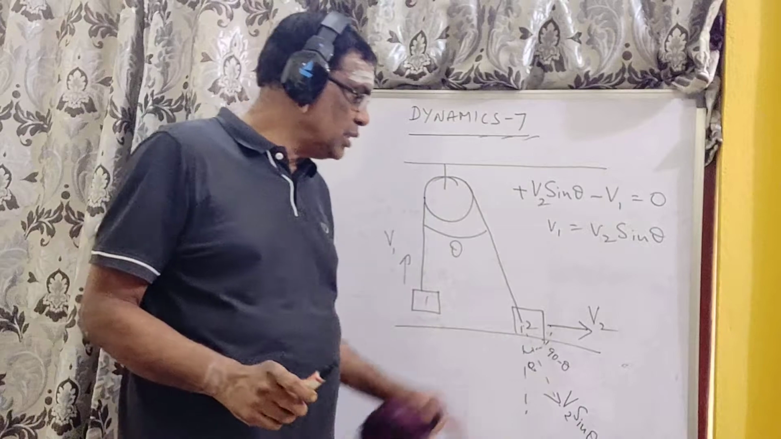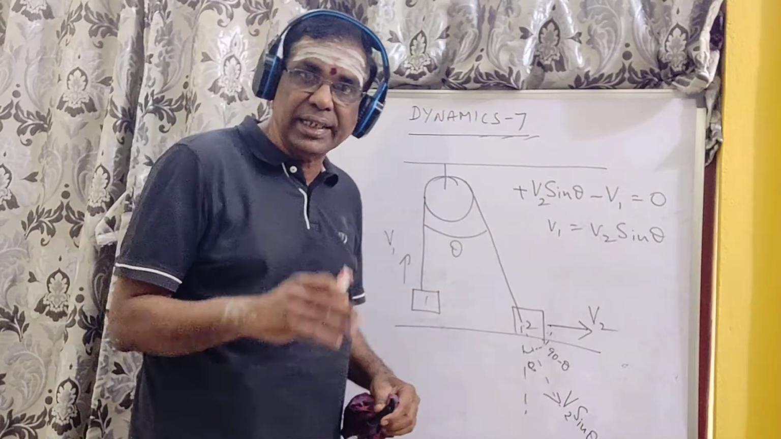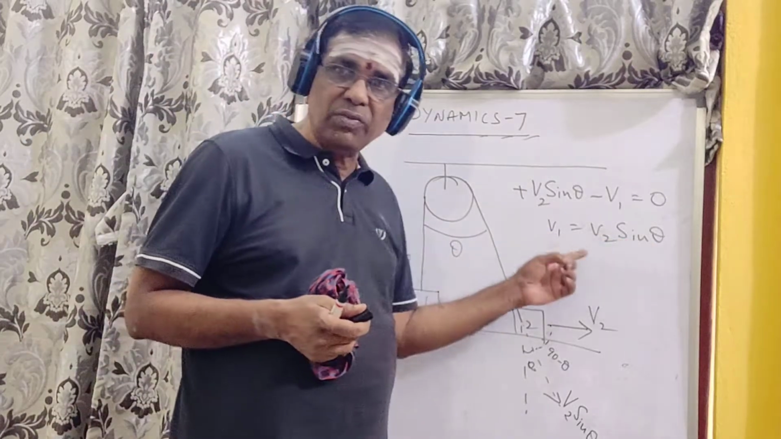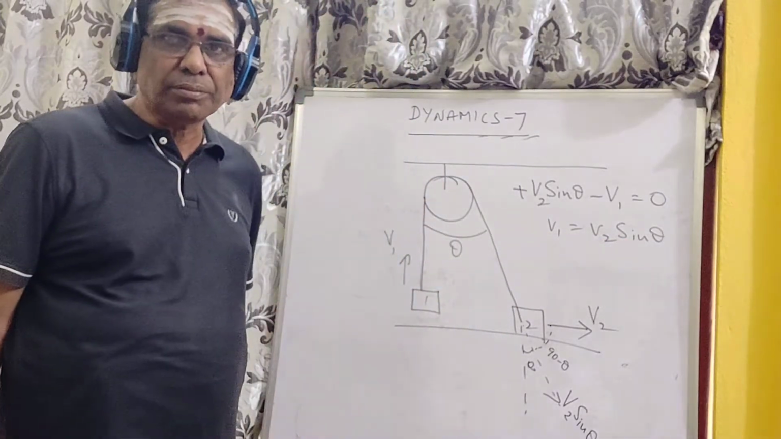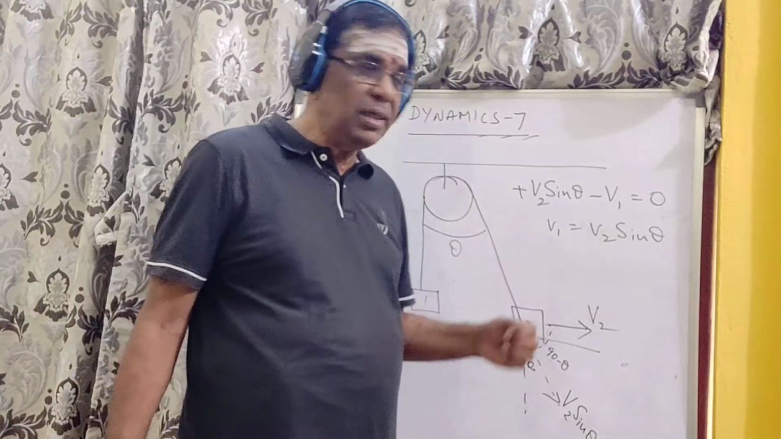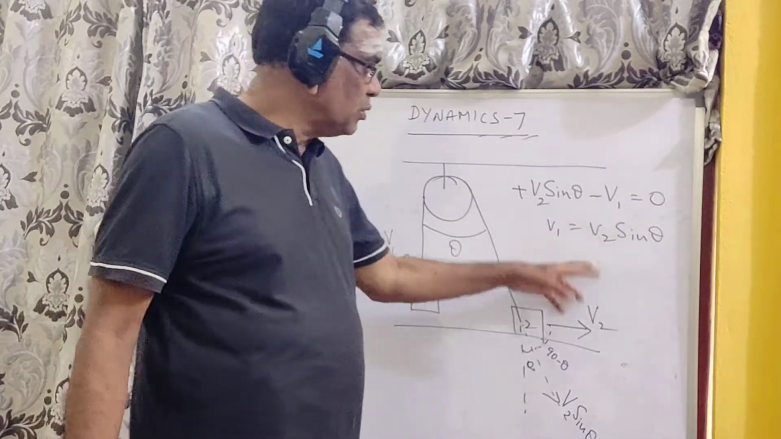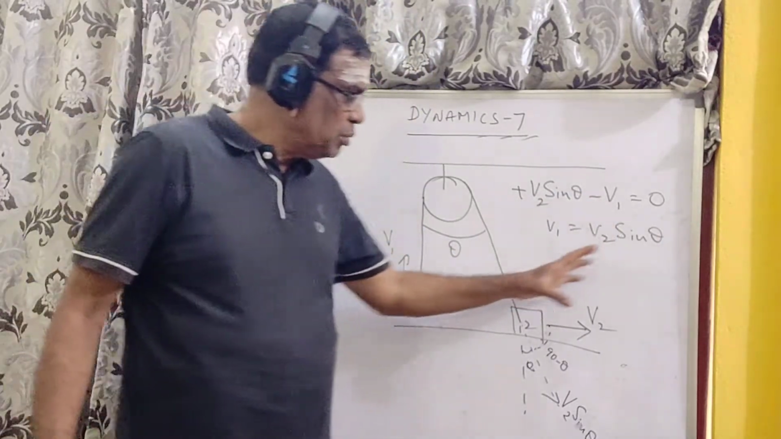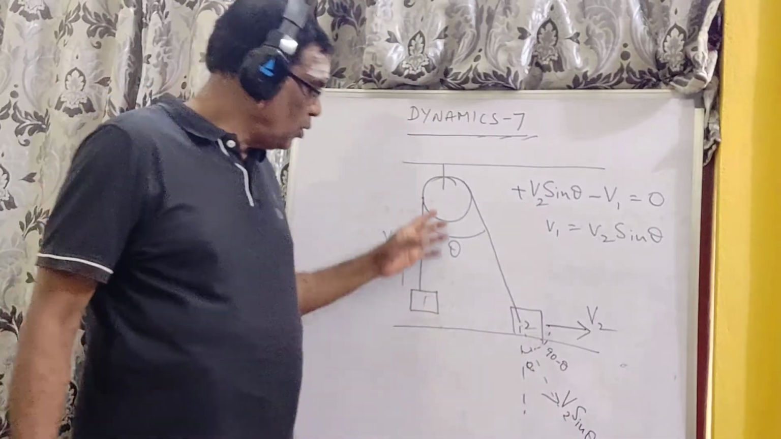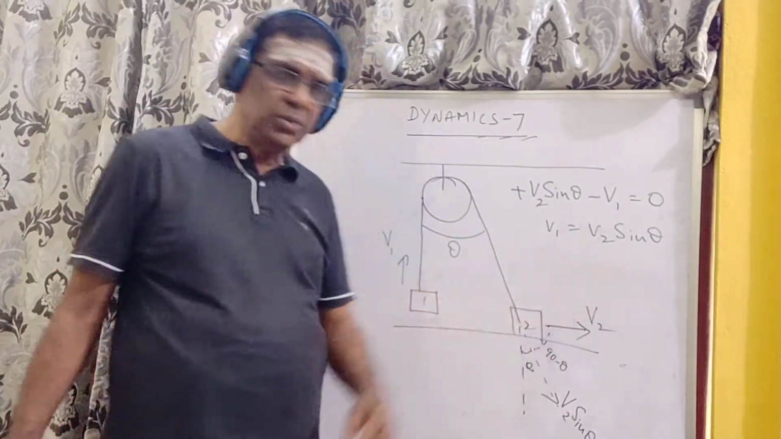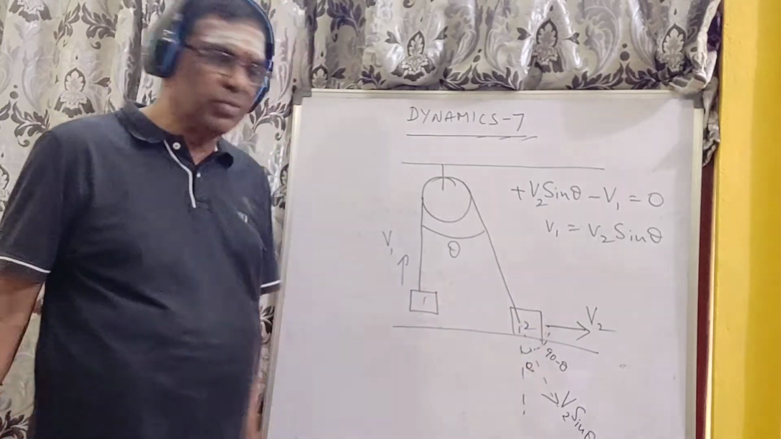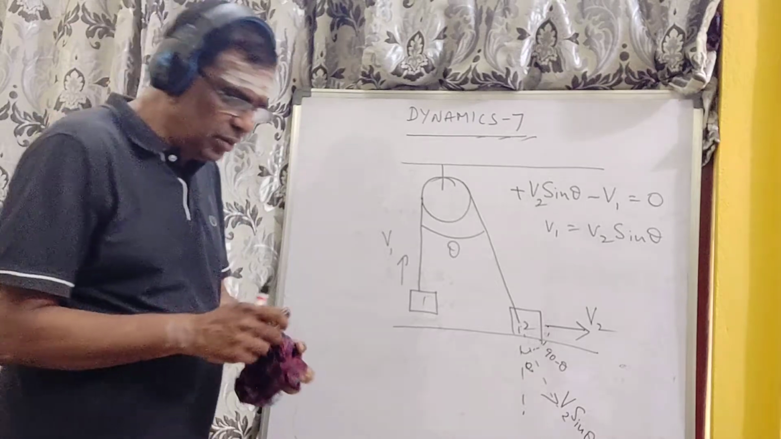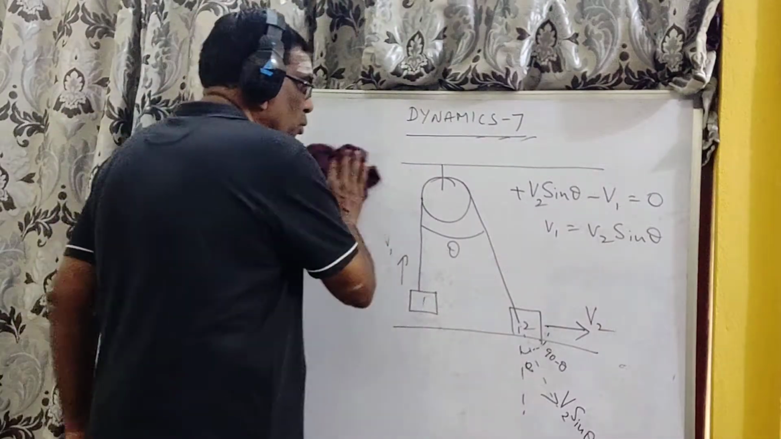Now one important thing here, don't try to differentiate and get A1 here, because it is a product formula. Theta is a variable. So you use the product formula, and get A2 sin theta plus V2 cos theta d theta by dt. So it's going to be a little complicated. So whenever you have an arrangement like this, this is how you have to take it. The direction of the string is very crucial.